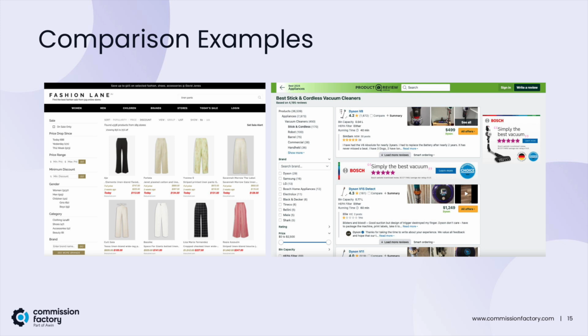The other example is product review. This is where some consumers are actually reviewing and talking about a specific vacuum cleaner. All of these types of affiliates can generally work on a CPA as well.